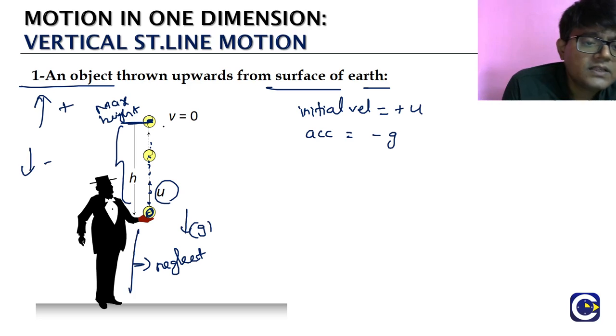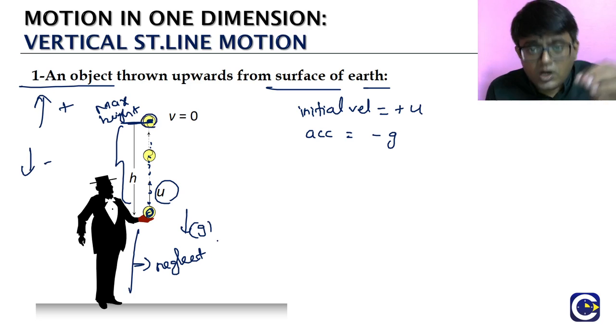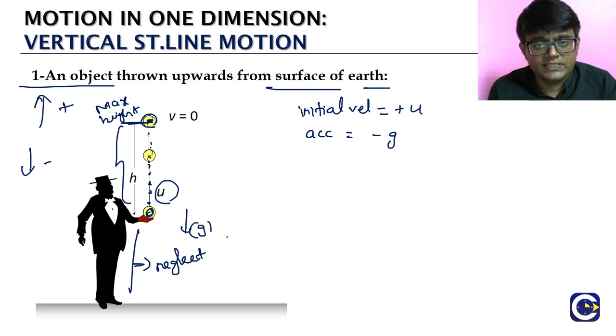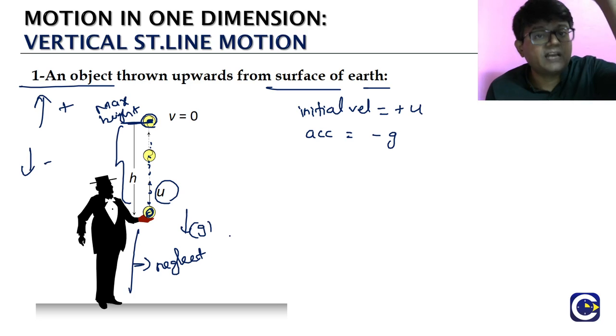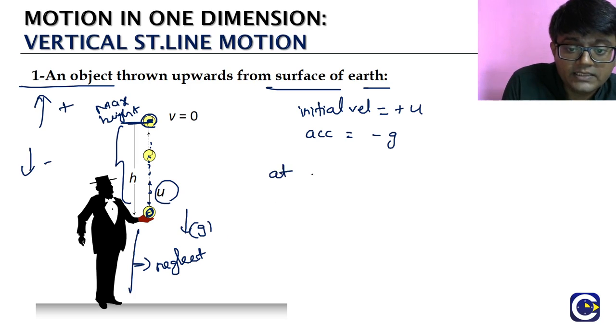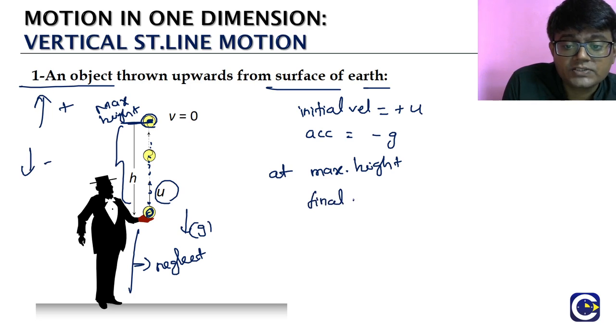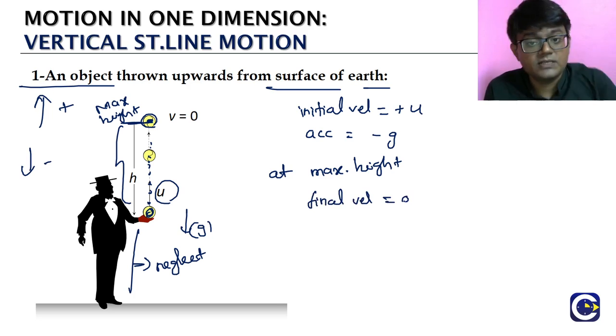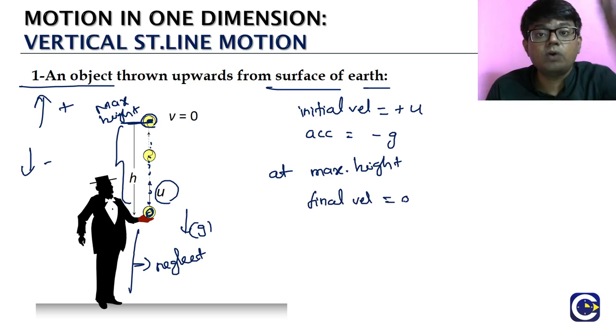Means what? As it is going up, this object is clearly under deceleration. Means the velocity will keep on decreasing. It is not able to go any further up. Means what? At that maximum height point, the velocity is becoming what? 0. So at that maximum height, what is the final velocity? Final velocity will be 0, because that is the reason why it is not able to go any further up.